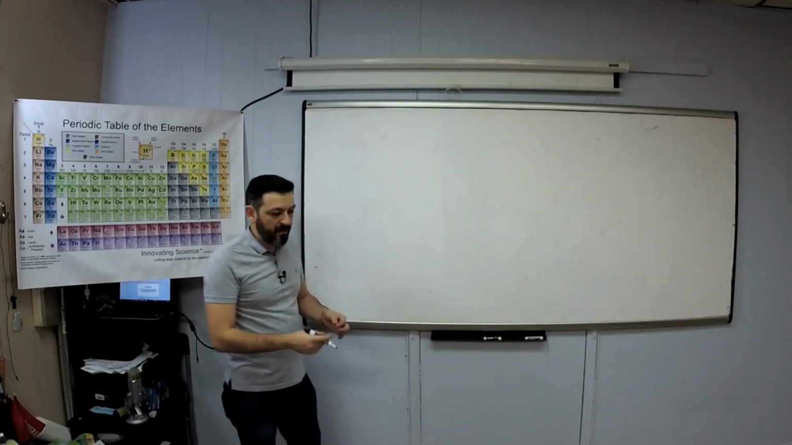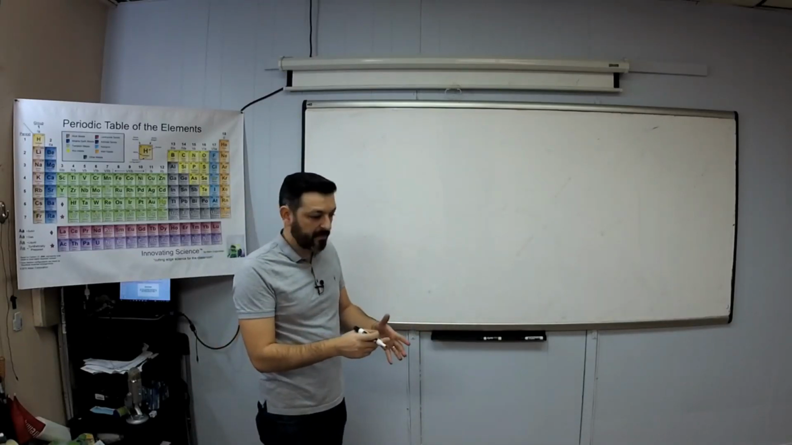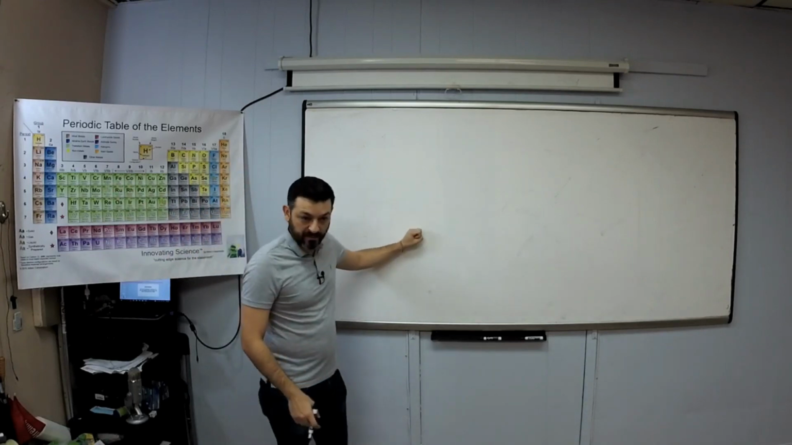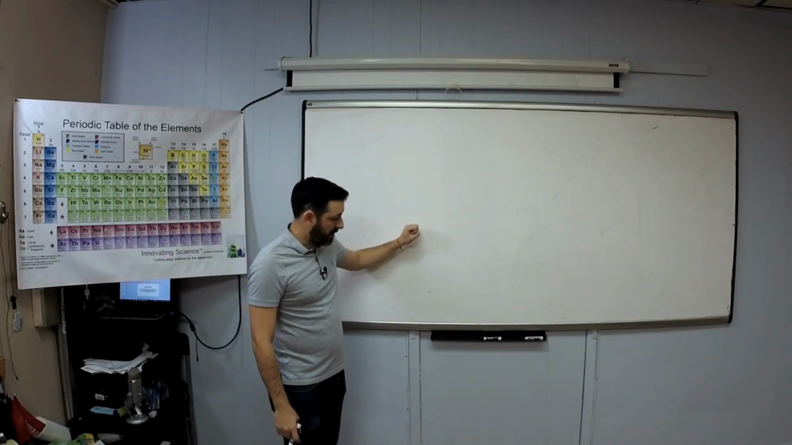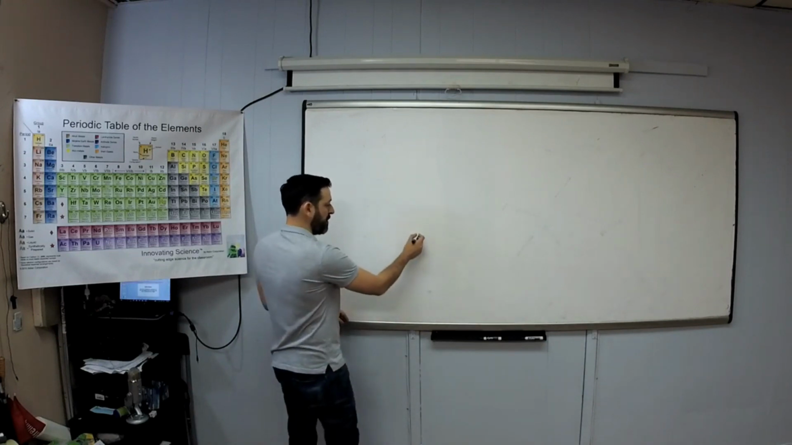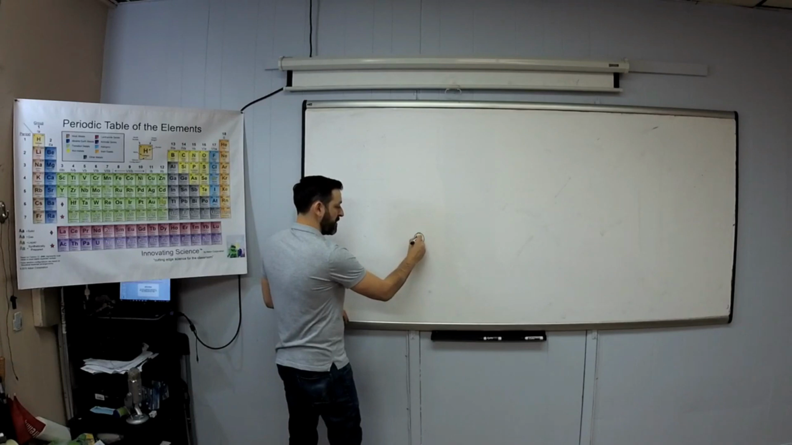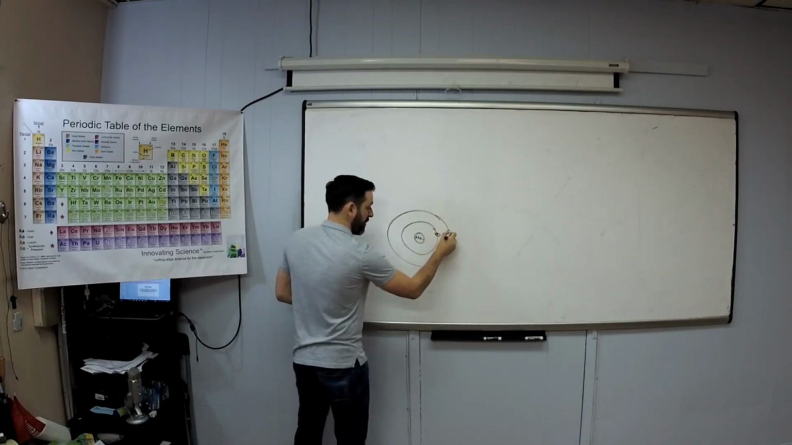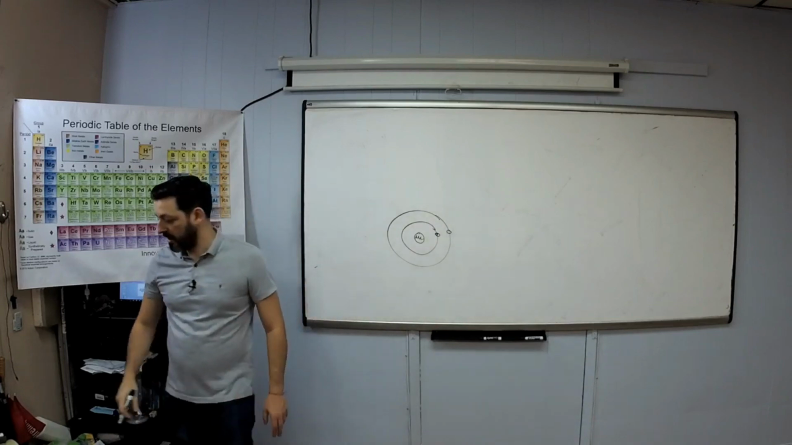Look, here's what we know. Any atom of any of these elements has a nucleus, right? And around that nucleus are electrons. But it's not a solar system view at all. It's not like you have a nucleus, and then in rings, here's an electron and here's an electron. That's not how that looks at all.